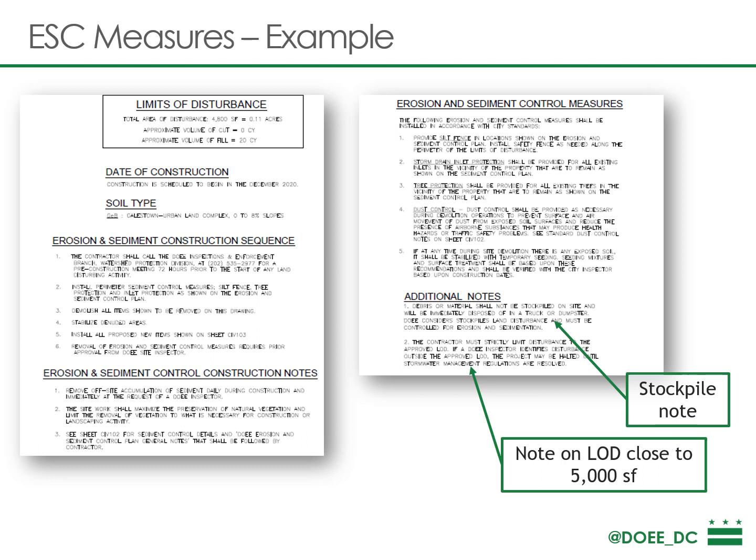So reviewers may ask for that in cases where that LOD is close to the 5,000 square foot threshold, or the site conditions are such that it is not easily defined, or there's some area that could potentially get disturbed, as I showed in some of the previous examples there.